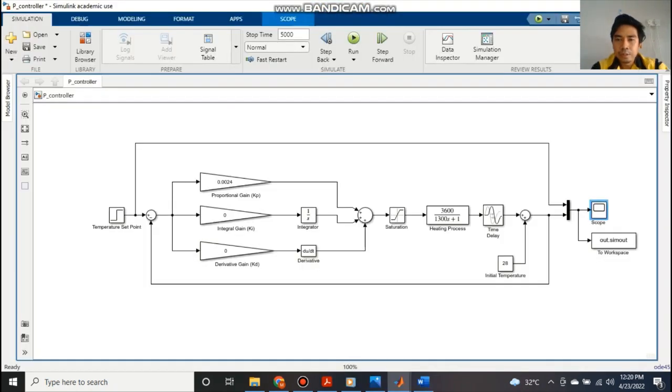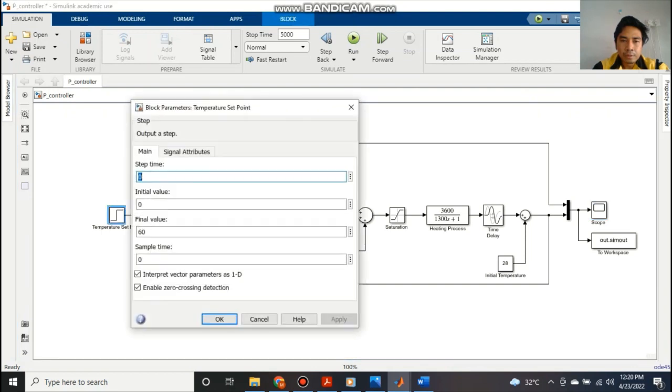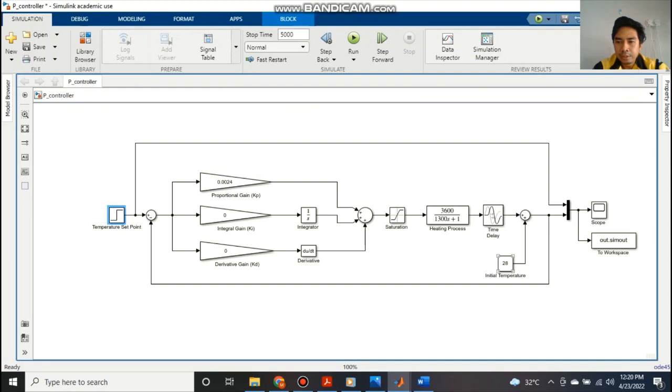Okay, next we continue to part A, the P controller. This is the PID controller block diagram. But in this experiment for the P controller, we only use the proportional gain. Other than KP, we just insert 0 and 0. The temperature set point is set at a final value of 60 Celsius, and the initial temperature is 28.